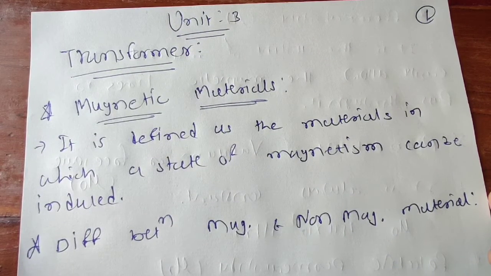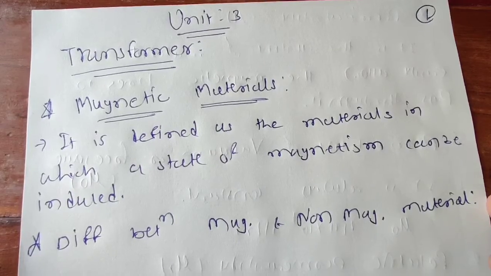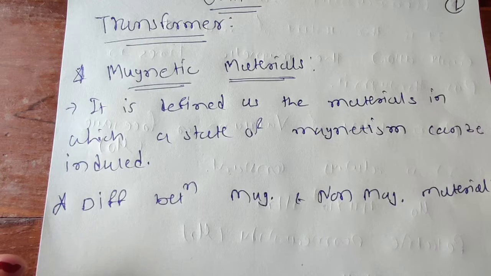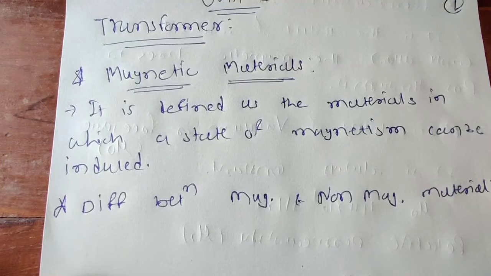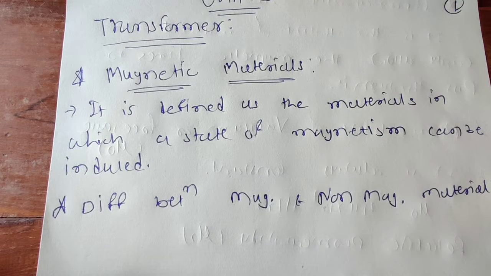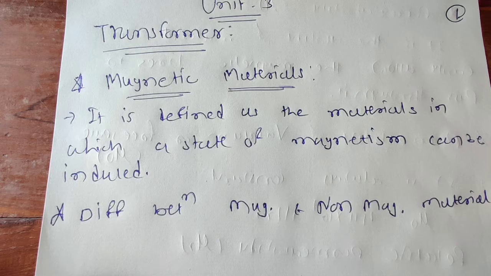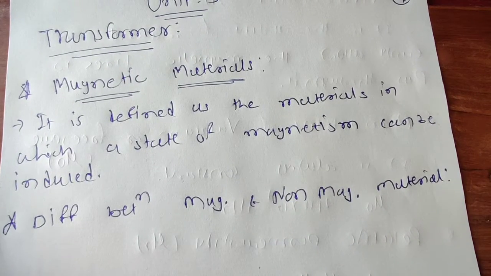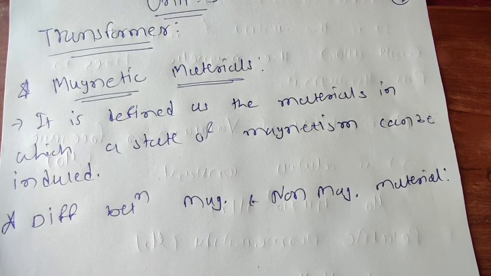Now, first of all, why are we discussing this magnetic material? Because the fundamental principle of the transformer, how it works, relates to magnetism. So we need to first consider what is called magnetic and non-magnetic material and the properties of a particular material. Now, what is the difference between magnetic and non-magnetic material?